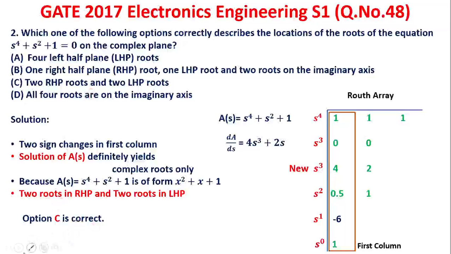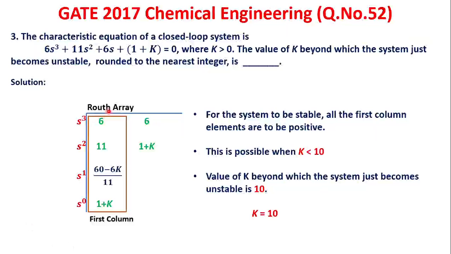So, let us move to the next problem. It is taken from 2017 Chemical Engineering, question number 52. The characteristic equation is given. What is the value of K beyond which the system becomes just unstable? That they are asking. So as usual, form the Routh array: 6 in the first row, next row 11 and 1 plus K, so 11 into 6 minus 6 into 1 plus K divided by 11. All that if you do, first column elements have to be positive for the system to be stable.